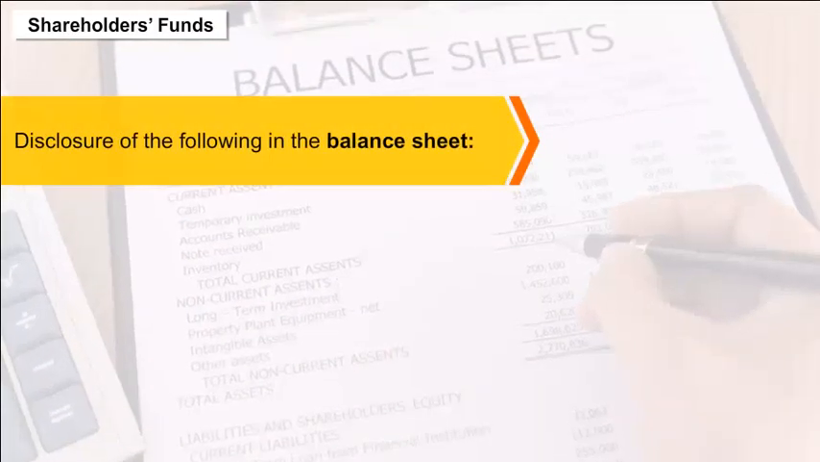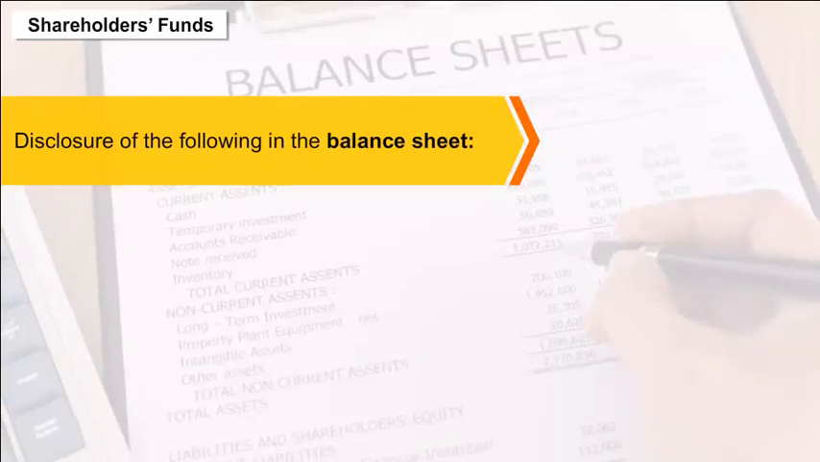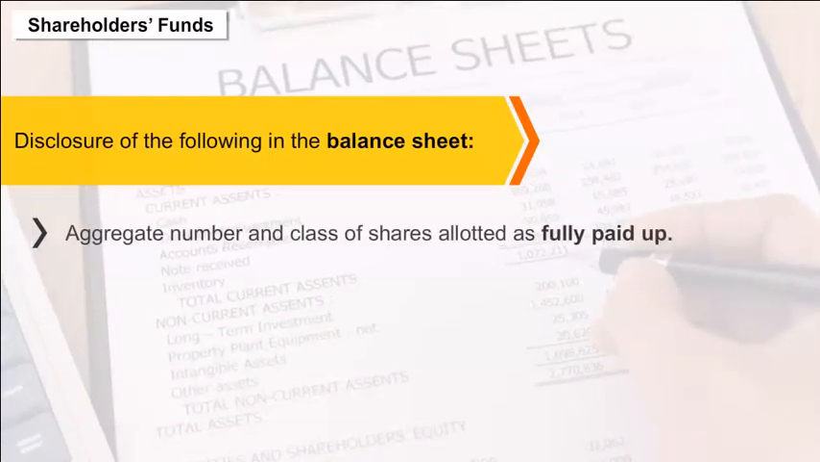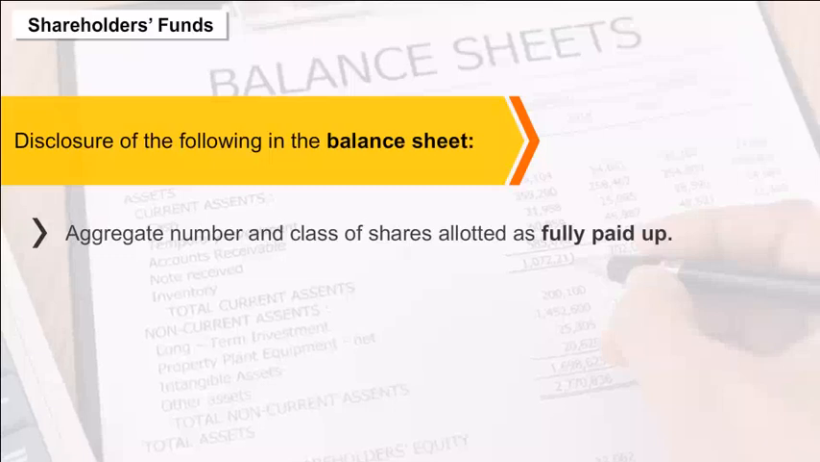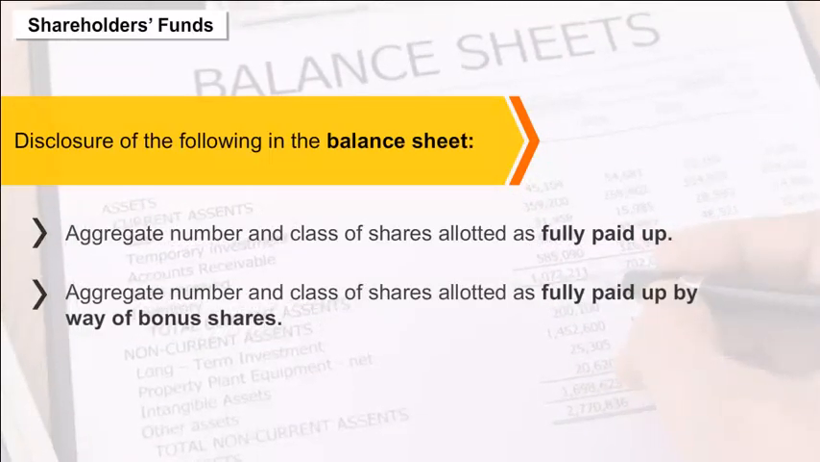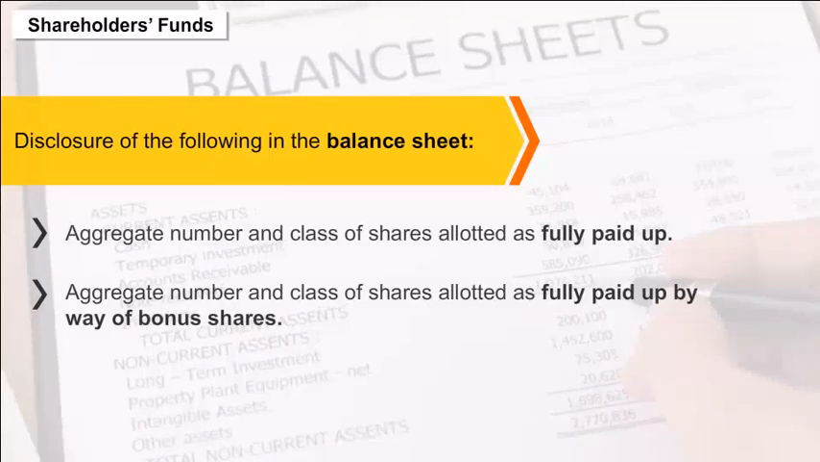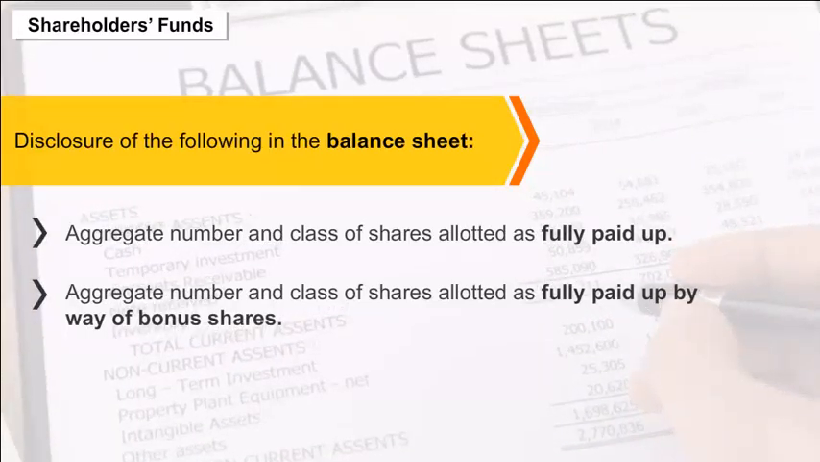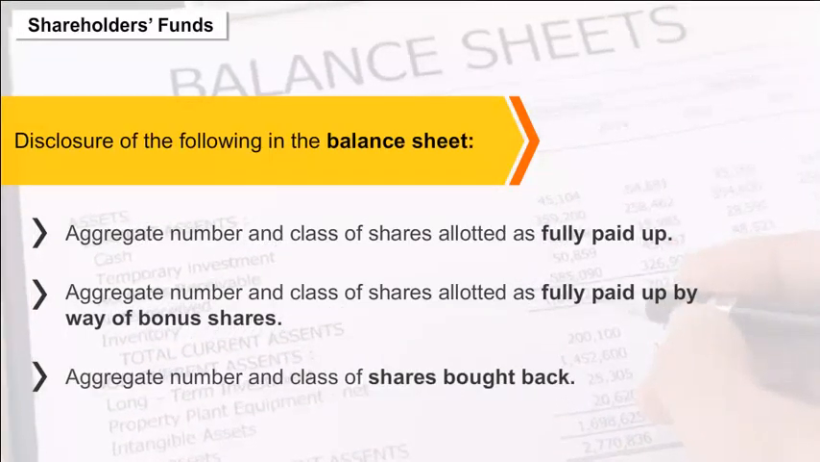3. Disclosure of the following in the balance sheet. Aggregate number of class of shares allotted as fully paid up. Aggregate number of class of shares allotted as fully paid up by way of bonus shares. Aggregate number of class of shares bought back.